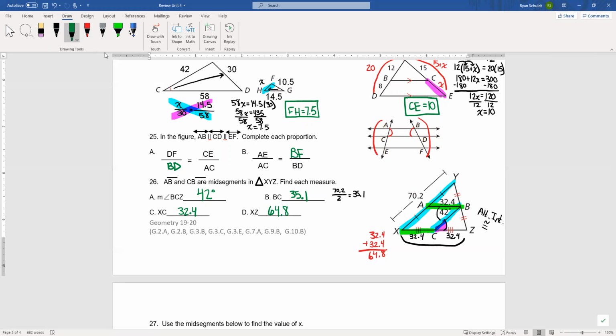Now I went through that kind of quick. If you need to go back and rewatch it, well, go back. No one's stopping you. Go back and rewatch it. That way you can make sure you know how to do that.